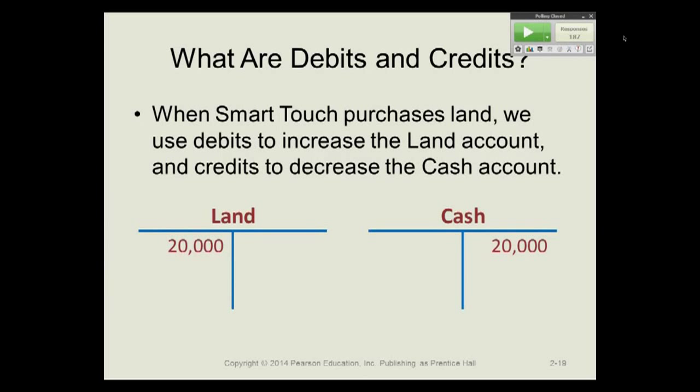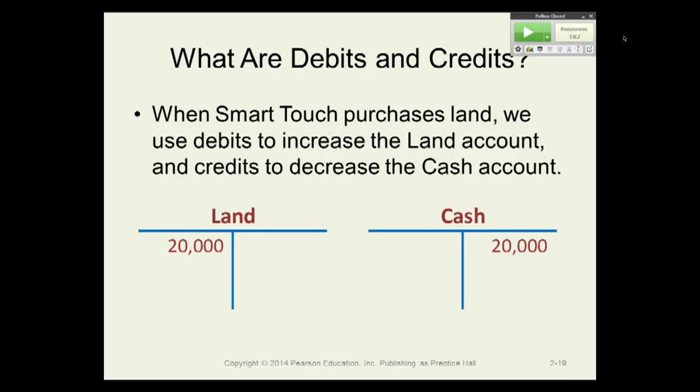All right, so now, as I said, for Smart Touch Learning, when they bought the land, they would debit the land account and credit the cash account. So basically what happened is, just translating this now, if you took, again, assets, liabilities plus equity, you had cash, and then land. And in our transaction, up until a few minutes ago, we would increase land and reduce cash, just like that.